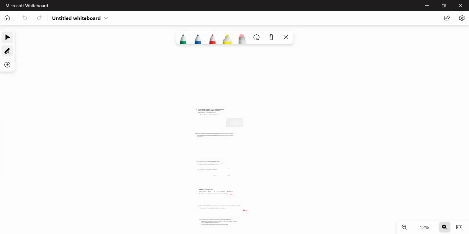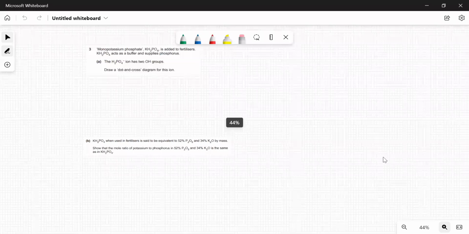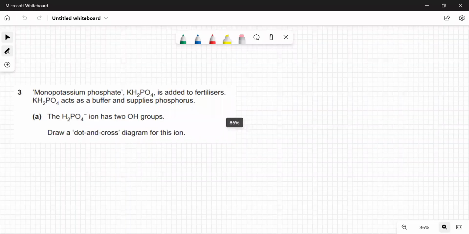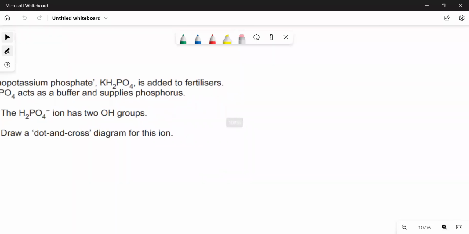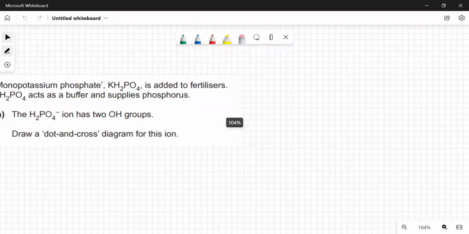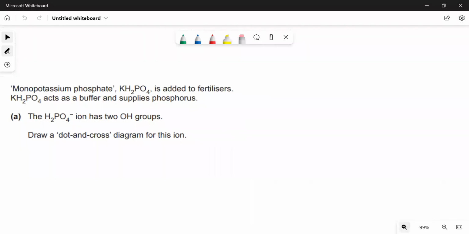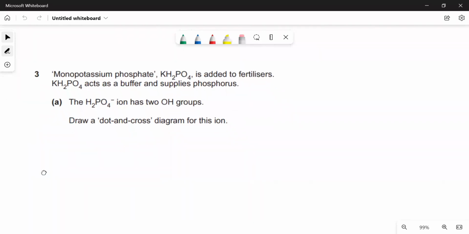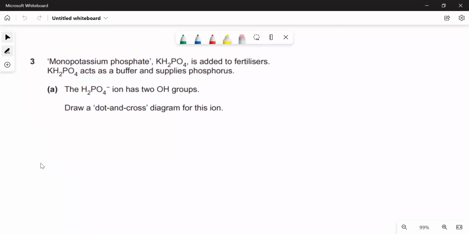Right, the next question. We've got potassium dihydrogen phosphate, which is added to fertilizers, and it acts as a buffer, and it also supplies phosphorus. The H2PO4- ion has two OH groups. Draw a dot cross diagram for this. Well, if you remember phosphoric acid, which obviously comes from this, phosphoric acid is like this.